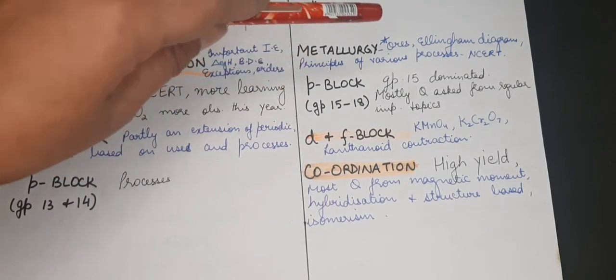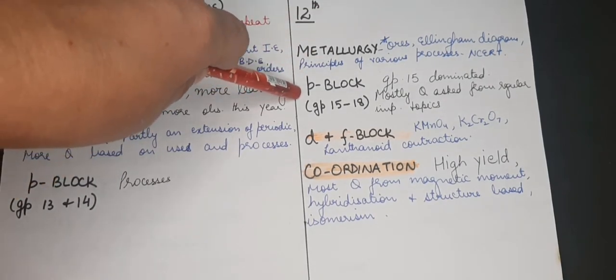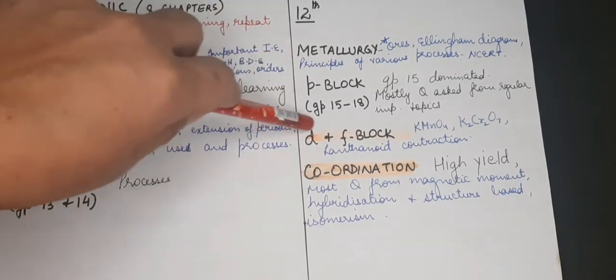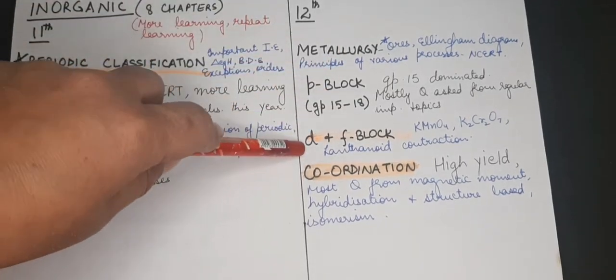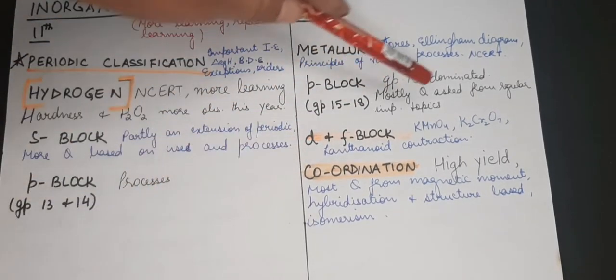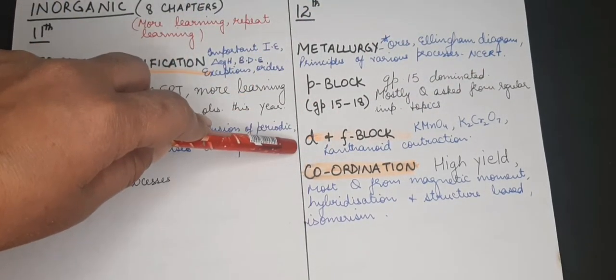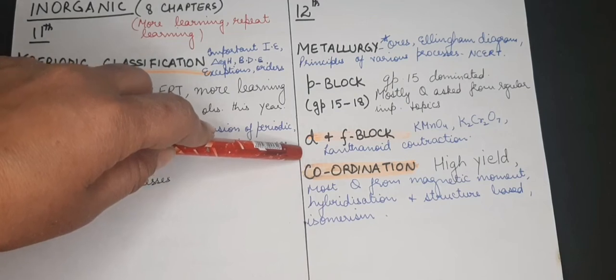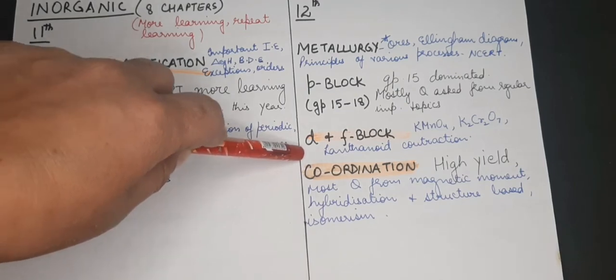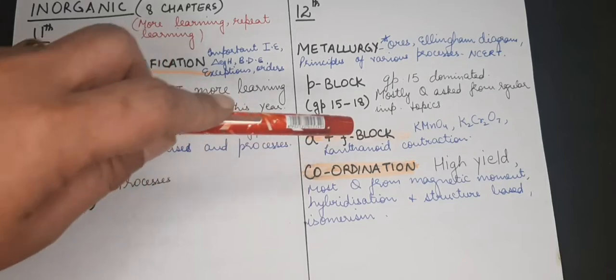Structure based questions, equation based questions, important equations. So do those high yield topics. D and F block, again similarly, NCERT, KMnO4, dichromate, lanthanoid contraction. These are the high yield topics, and this is not very voluminous, more learning based, but then you can grab questions from this more conveniently.